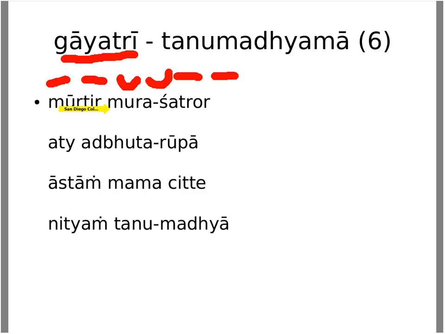Feminine noun ending in I. And by the rules of Sandhi, that becomes murtir in front of mudashatroho. So murti is the form, rupa also means form.